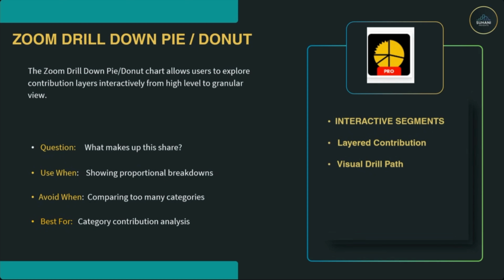Now you must be having a question like, when to use zoom drill down pie or donut chart, and when to use zoom drill down bar and column chart. Bar and column chart should be used when we are talking about hierarchy, about how category, subcategory, and all of it is going on.